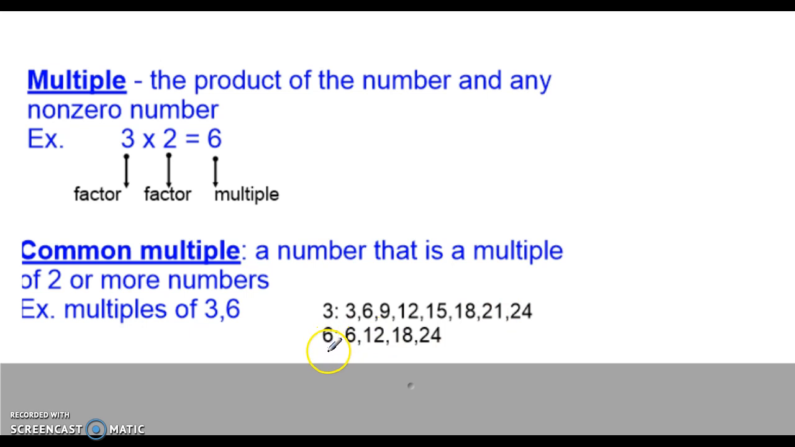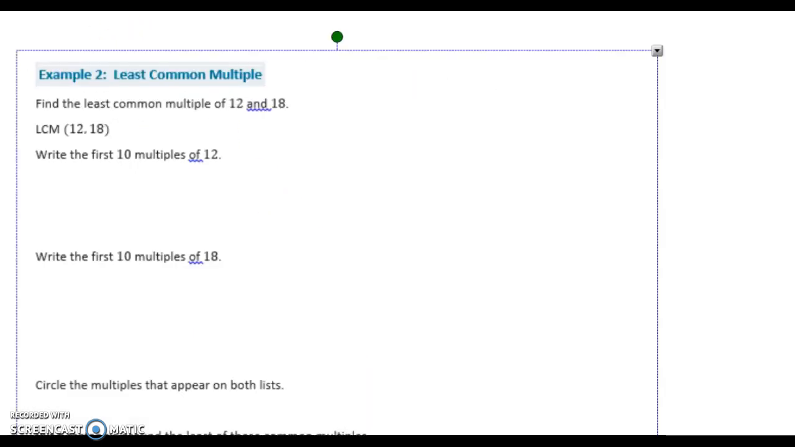My multiples of 6 would be 6, 12, 18, 24, and I could keep going, 30, 36. So for this, I'm trying to figure out which ones they have in common. Looking at the multiples of 3 and 6, I see they have a 6 in common. I see they have a 12 in common, a 24, and if I kept going, they'd even have more in common. So we're going to use this to find the least common multiple, so our list will not be going on forever. So finding the least common multiple of two numbers.